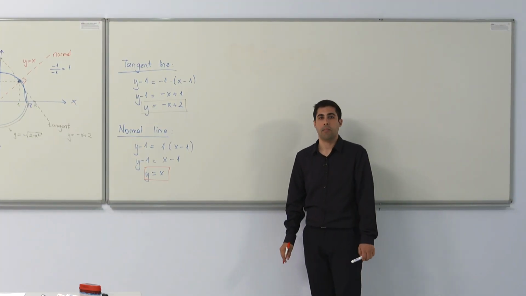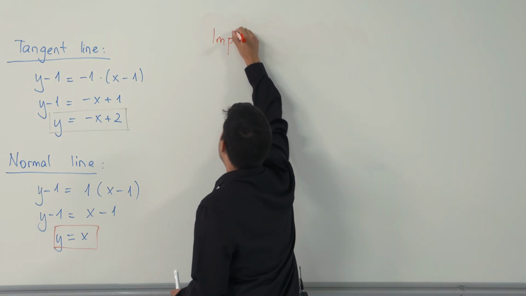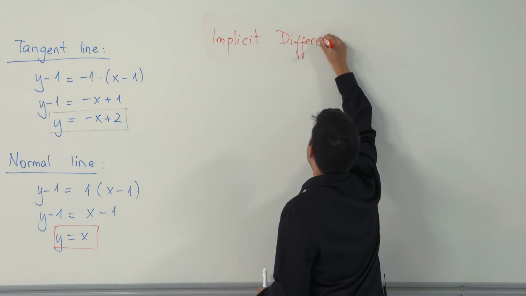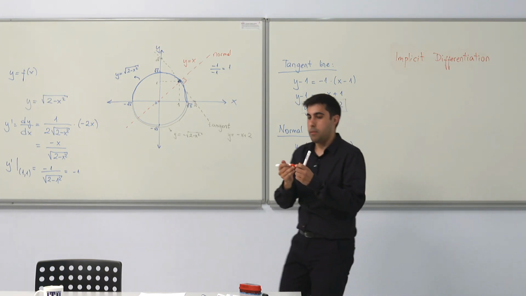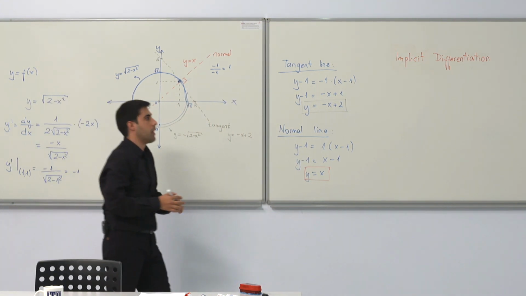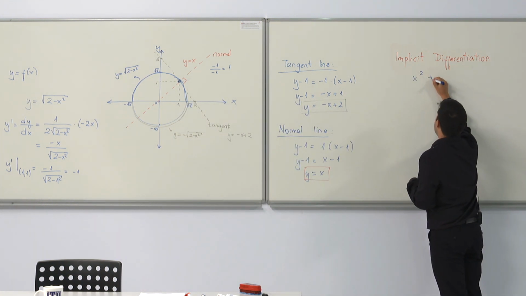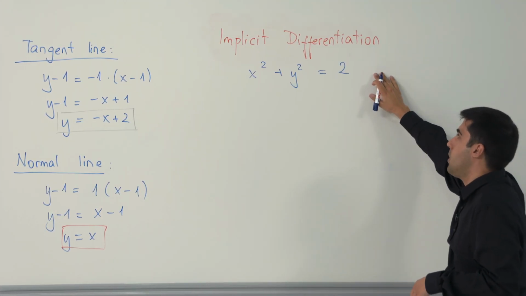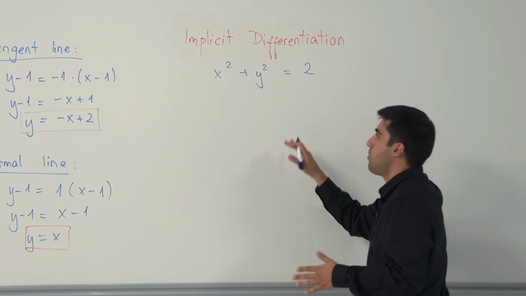Now let's see another method to solve the same problem, the so-called implicit differentiation. We need to use this method if we cannot express y explicitly in terms of x. So let's take again the same example, x squared plus y squared equals 2. Now here in this equation, as an equation, y is not expressed in terms of x explicitly.